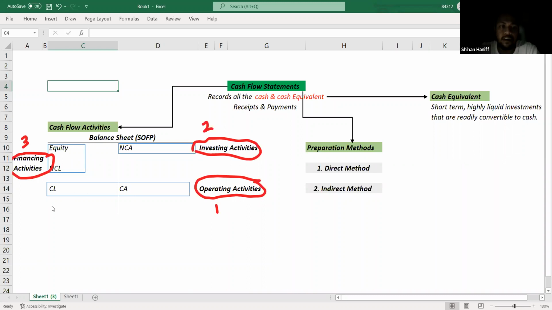If you take a balance sheet, we have current assets and current liabilities. So anything related to stock, debtors, creditors, short term, we call it operating activities. Then the investing activities are activities related to non-current assets, especially the property, plant, and equipment, PPE. Then the financing activities are related to equity and non-current liabilities, the stated capital, reserves, and non-current liabilities like bank loan, debentures.